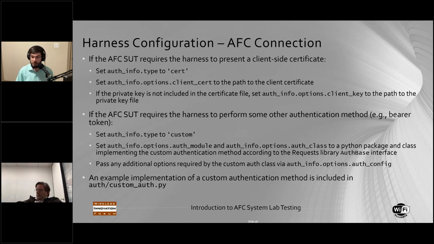If a custom authentication method needs any additional information, like maybe some OAuth2 parameters or additional file paths that it needs to read from, those can be passed in the configuration file, and those are handed off to the class's initializer. There's a bare bones example of how this sort of custom authentication method can be developed in auth/custom_auth.py. The example there is fairly simple. It will read a bearer token in from a file, embed that in the message, and pass it on to the AFC. So for any AFC system operators who are looking to add support to the test harness or any test labs that need to extend to support a different AFC, that's a baseline for where you can look for how to support those other authentication methods. Next slide, please.